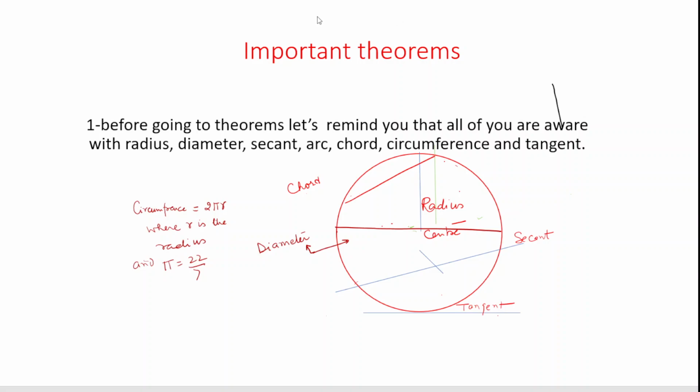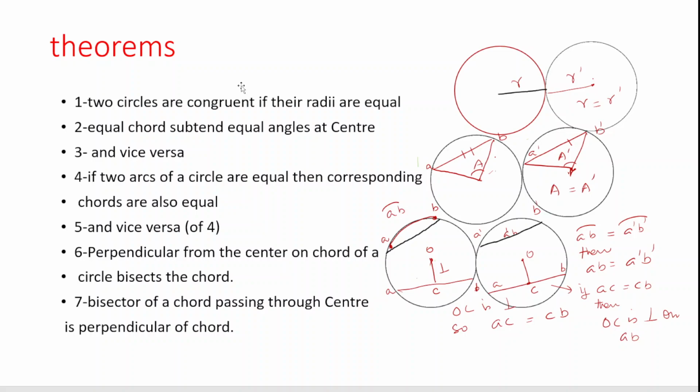Anyways, I have already told you, this is circumference 2 pi r, where r is the radius and pi is 22 upon 7. Now come to the theorems. Two circles are congruent if the radii are equal.